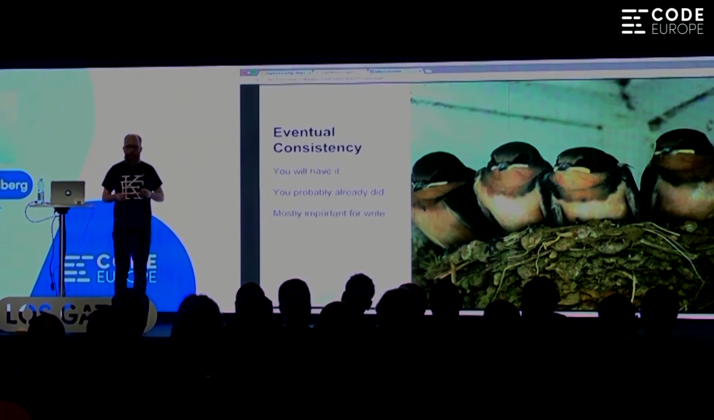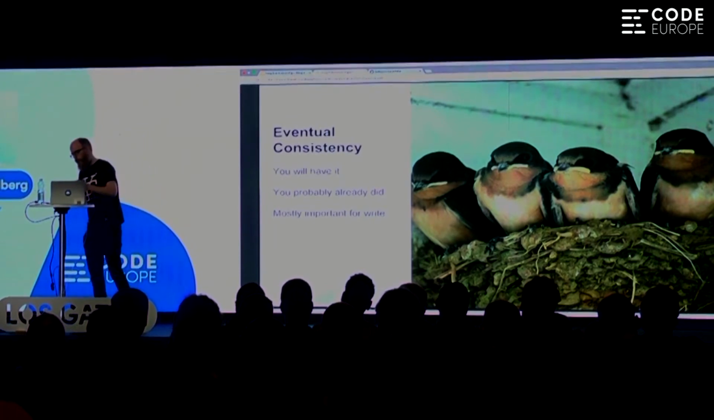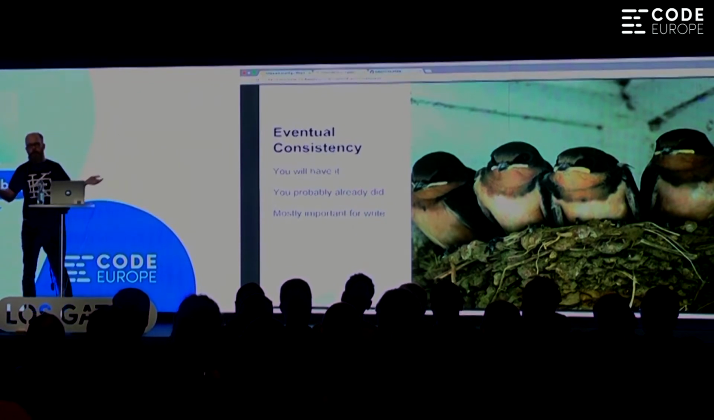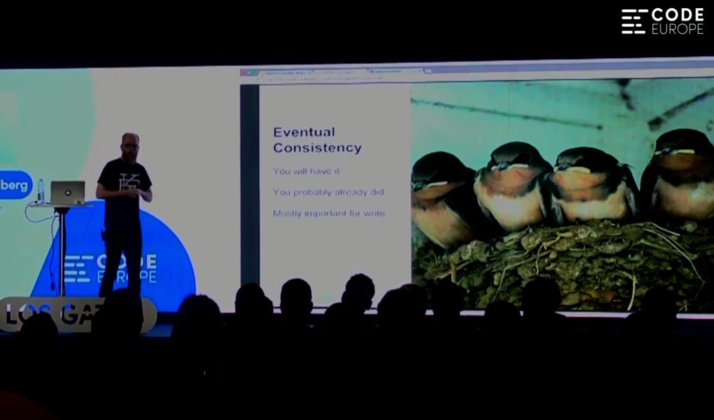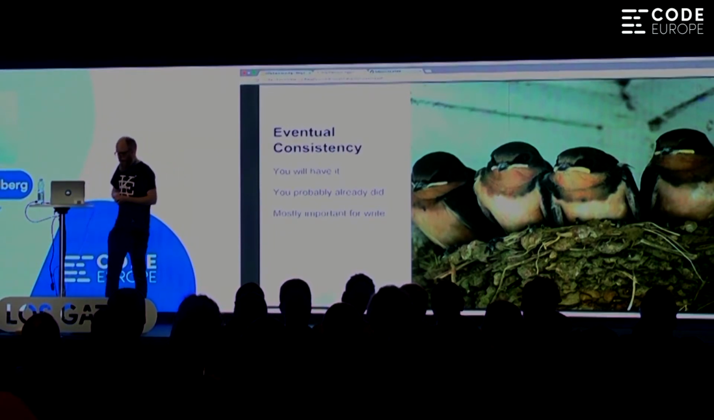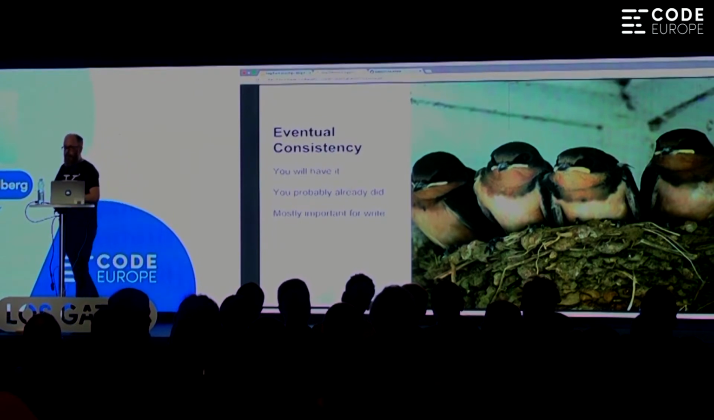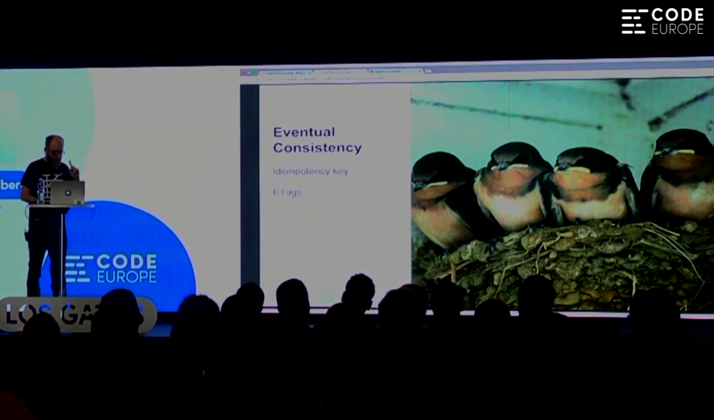It's actually for writes that it's important. You don't want to do the same thing twice. You don't want to operate on things that you think are true when they're not. But there are tools for that. And if we're lucky, it's on this next slide.